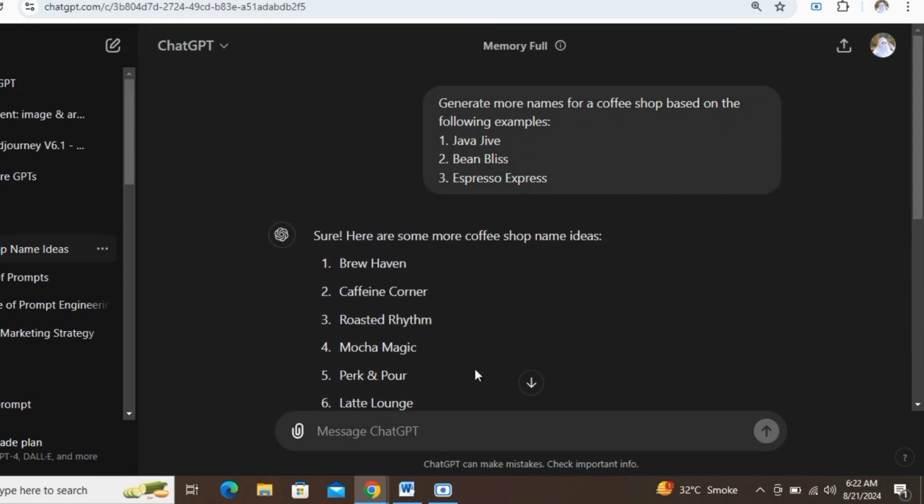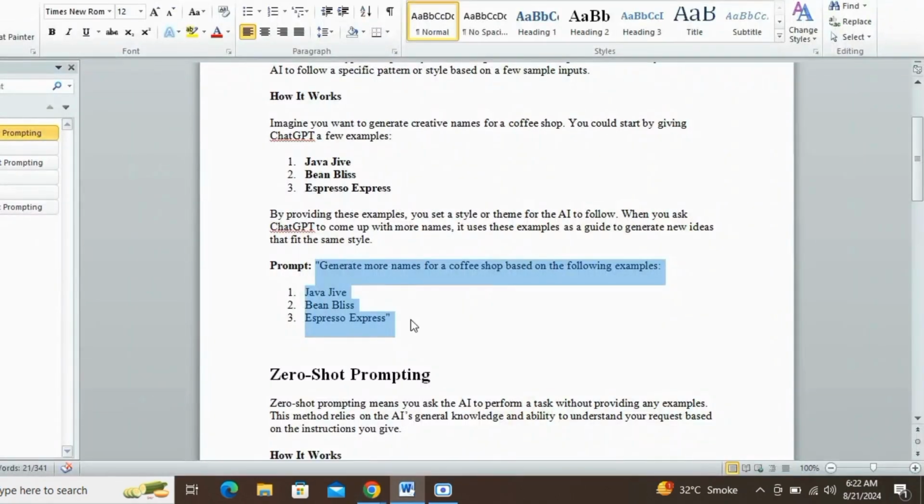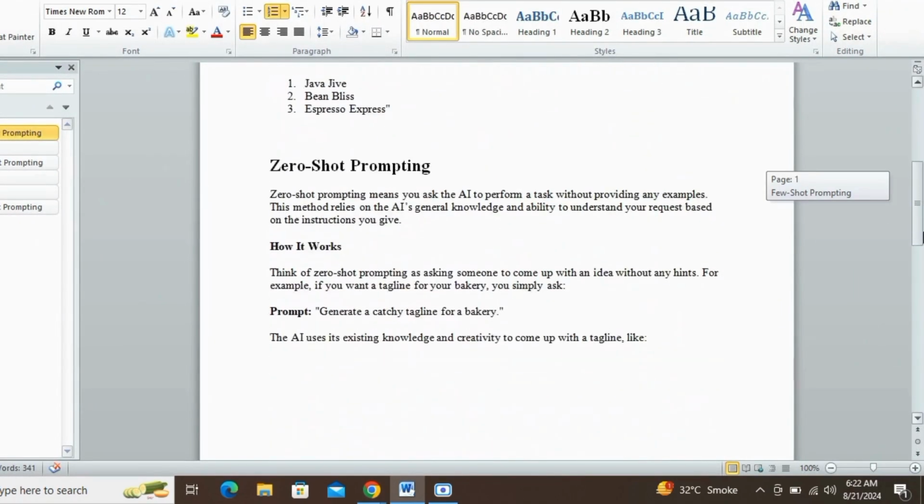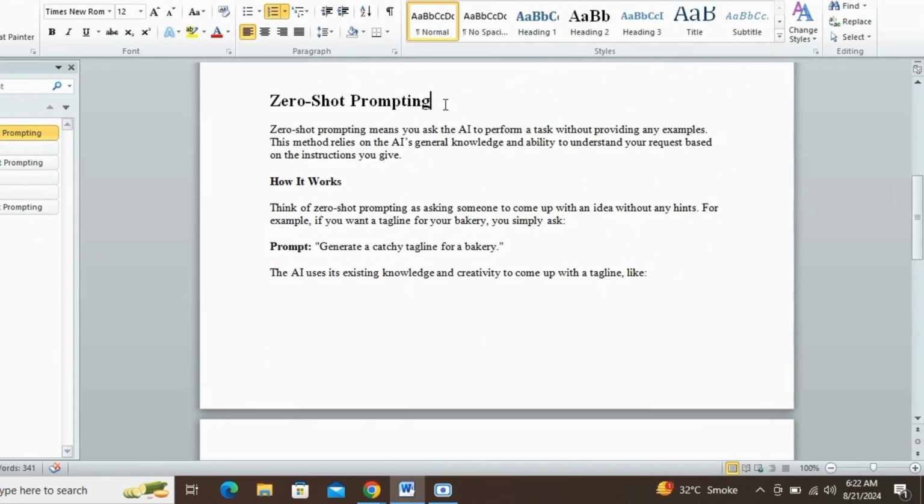Okay, moving towards zero shot prompting. This one's pretty cool because you don't give the AI any examples at all. Instead, you ask it a question or give a command with a clear instruction. It's like asking someone to come up with ideas without any hints.